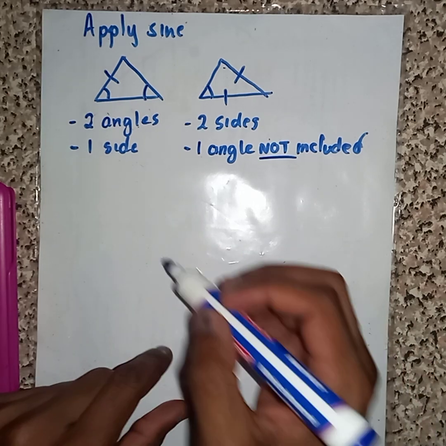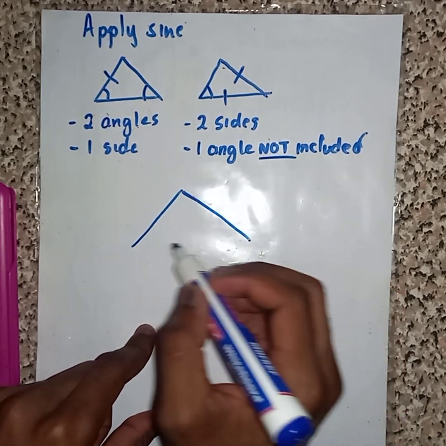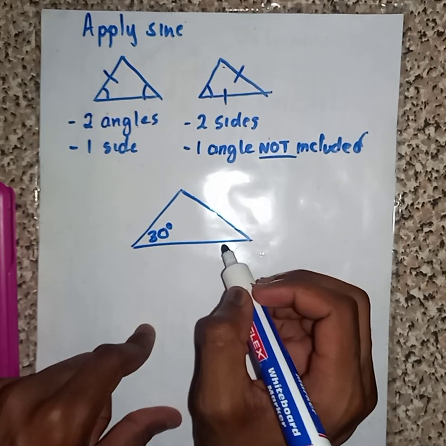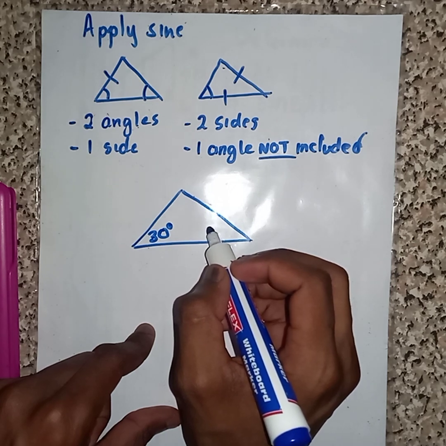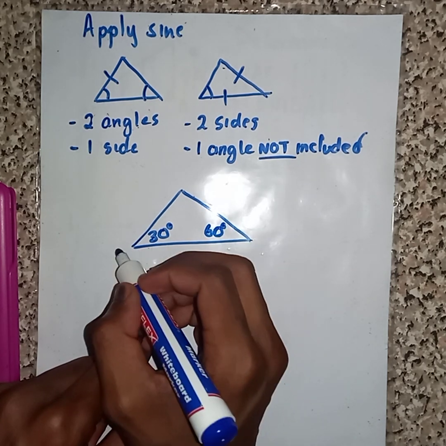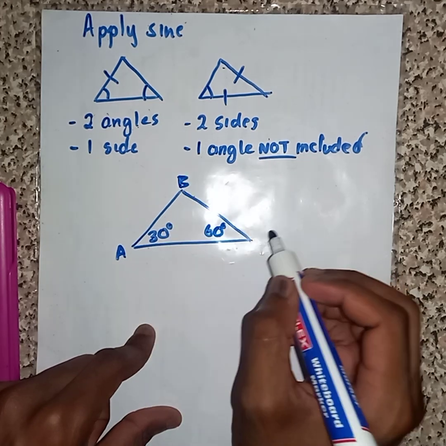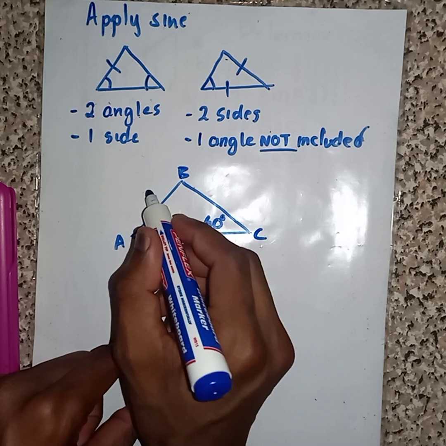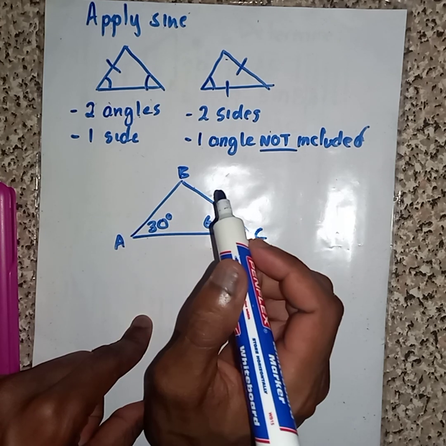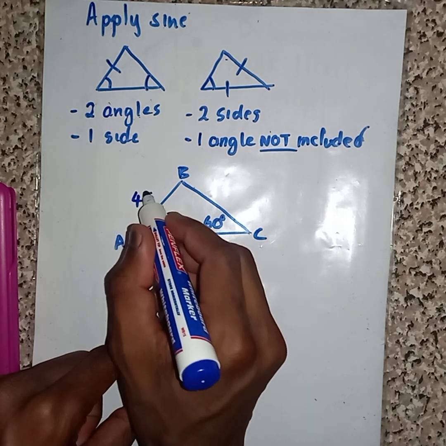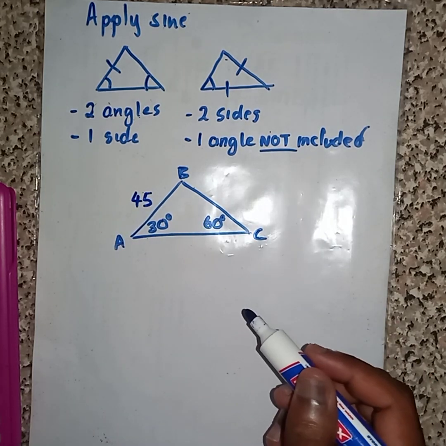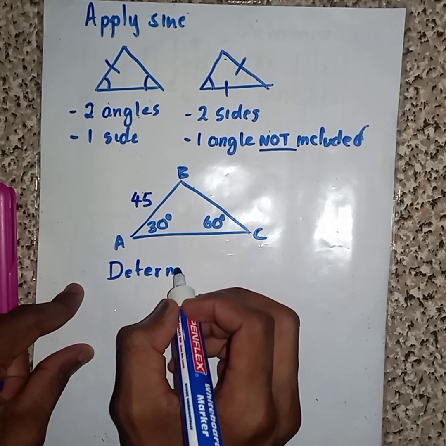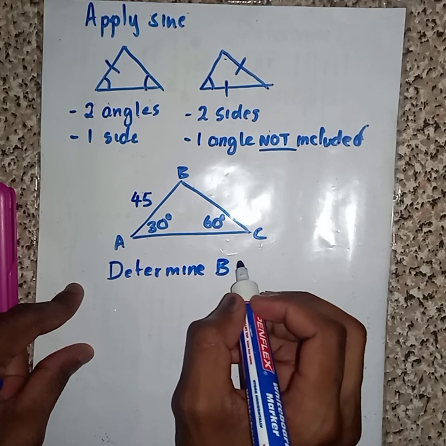Let us consider a diagram. Let's say if I have a diagram like this, somehow I have 30, maybe here I have, let's say 60. Say I have A, B, C. Then let's say this one is, let me say a different number, 45. Then I ask you a question to determine BC.